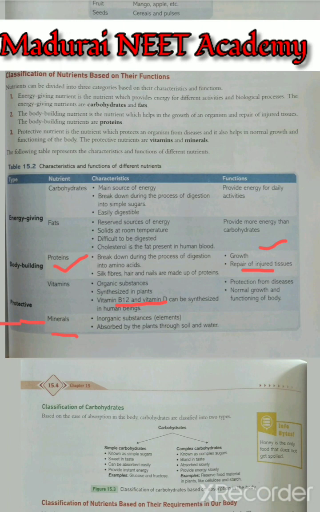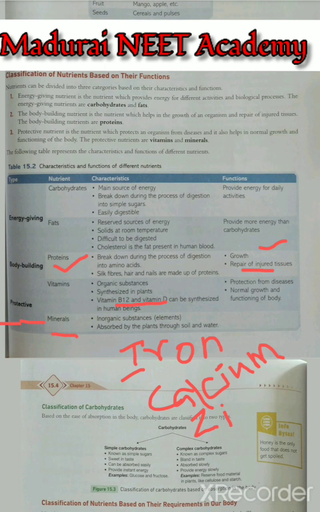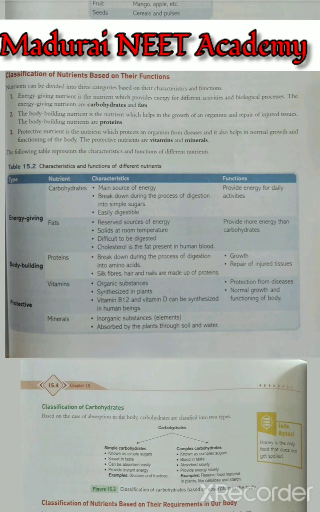Next one is the minerals. Minerals are inorganic substances absorbed by the plants through the soil and water. Those minerals include iron, calcium, phosphorus, magnesium, zinc, and all these we need in lower quantity.